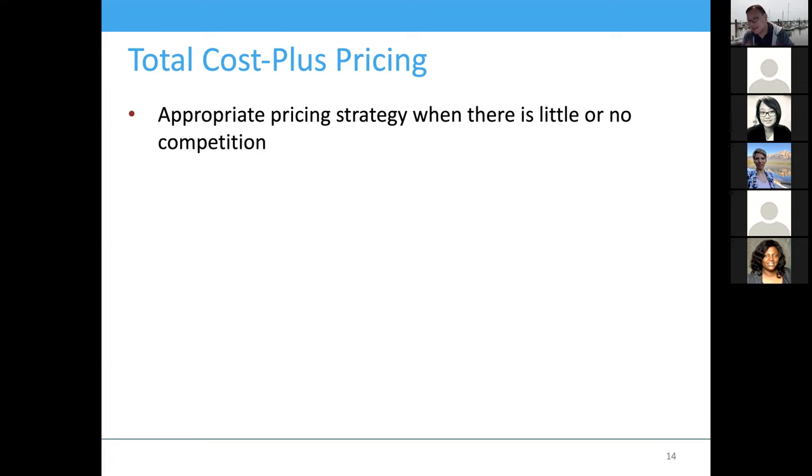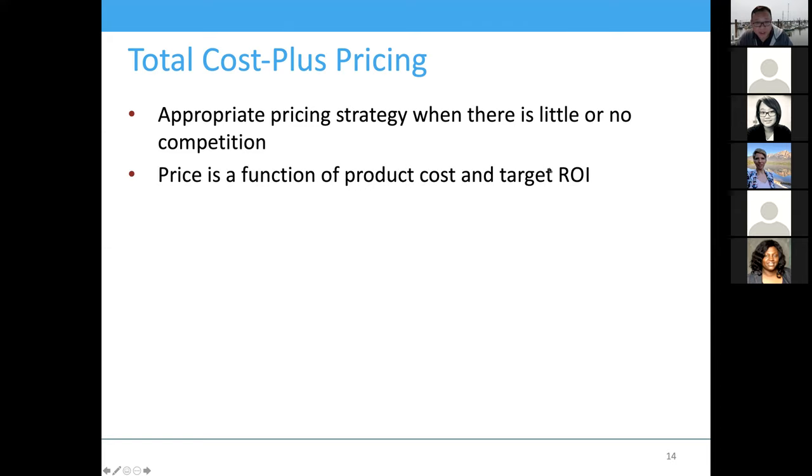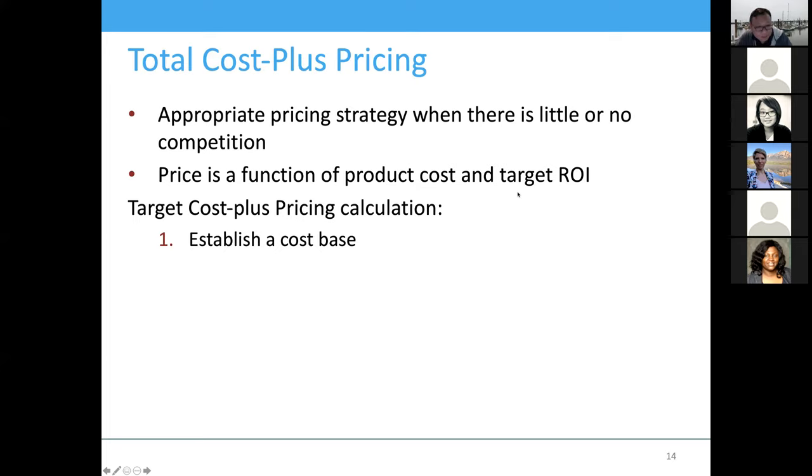You cannot set up your price. So now suppose we are talking about a different scenario when there is no or little competition, right? Then the strategy would be based on the cost. You want to know your product cost, and then you want to know what's your targeted return. First step, you want to figure out your cost. That's why you are in 2400. You are learning how to figure out the product cost, right?